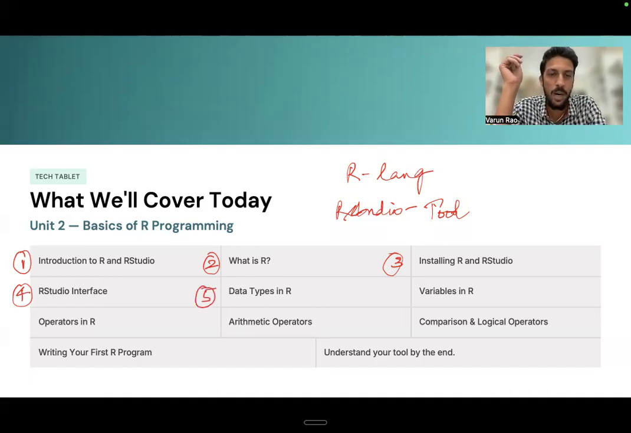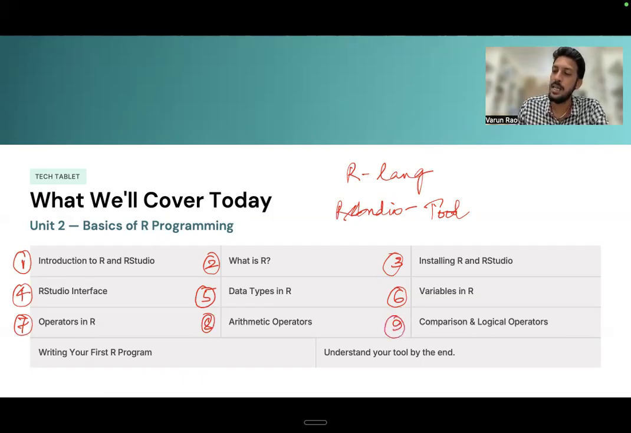In the next part, we would be looking at what are the different data types. We'll be understanding what is the difference between numeric, character, float. We'll be looking at all those variants. Then we will be seeing how to create a variable in R, what are operators, different operators in R, in which we'll be looking at arithmetic operators to be specific. We'll be looking at comparison and logical operators.